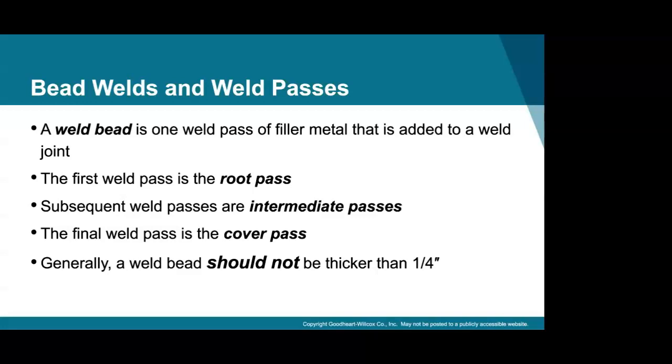Generally, a weld bead should not be thicker than 1/4 inch. So that means one leg of your weld should be 1/4 inch one way and 1/4 inch of your other leg weld, making that 90-degree triangle, right triangle.